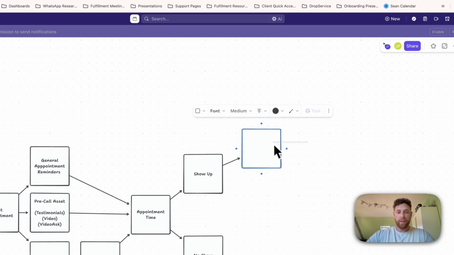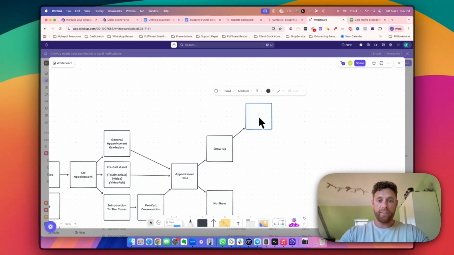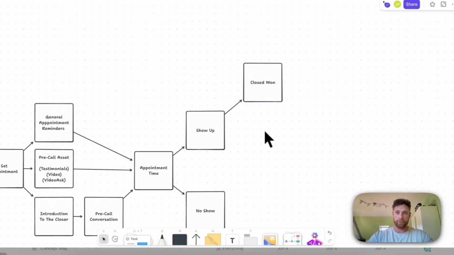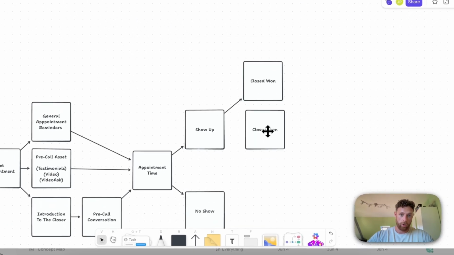So if they show up, what can happen? And I just want you guys, again, processing through this as I go through this with you. So if they show up, they turn into a closed won deal, right? Now, your sales process might differ a little bit here because if you have like a 3-call close, you just got to add those steps in. Okay. We're not doing a 3-call close process here. We're doing a 1-call.